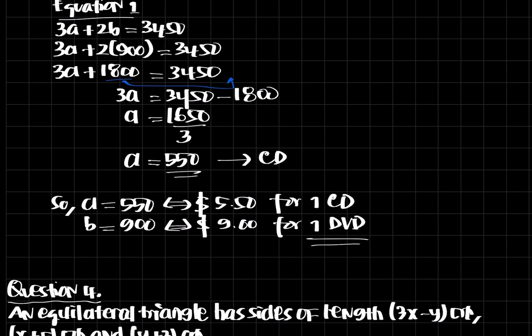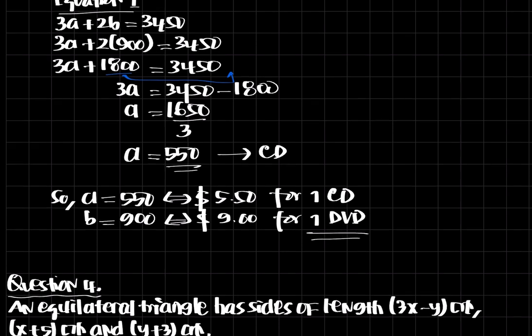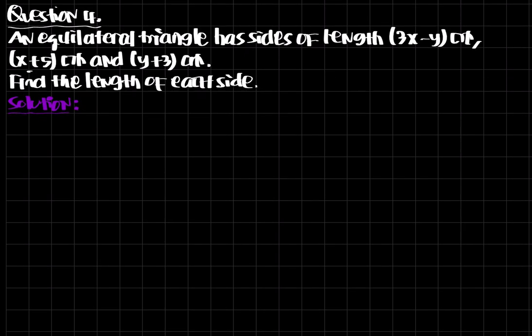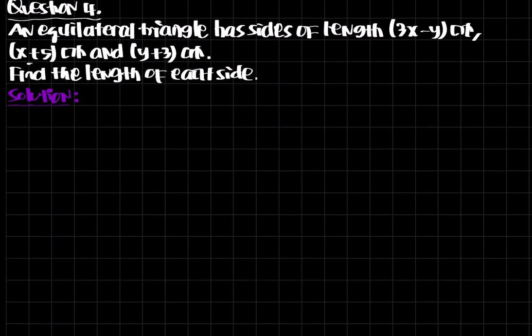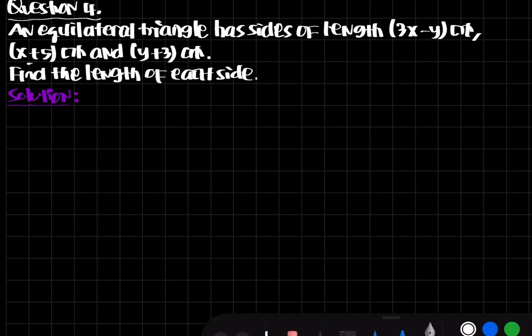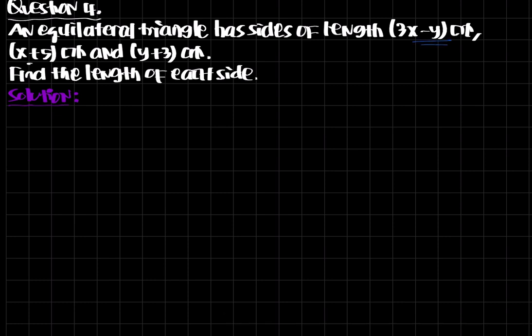Okay, let's do the last question. Question number 4, this is related to a geometrical shape, which is a triangle. A triangle that is equilateral has sides of length 3x minus y centimeter, x plus 5 centimeter, and y plus 3 centimeter. Okay, the first step that you have to do, you have to draw the equilateral triangle.